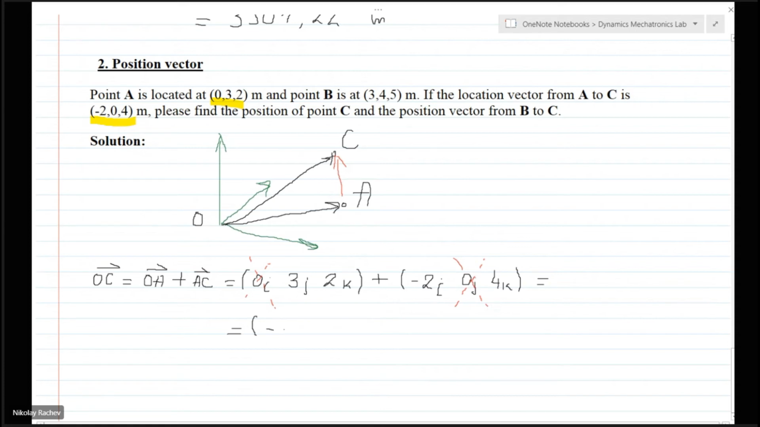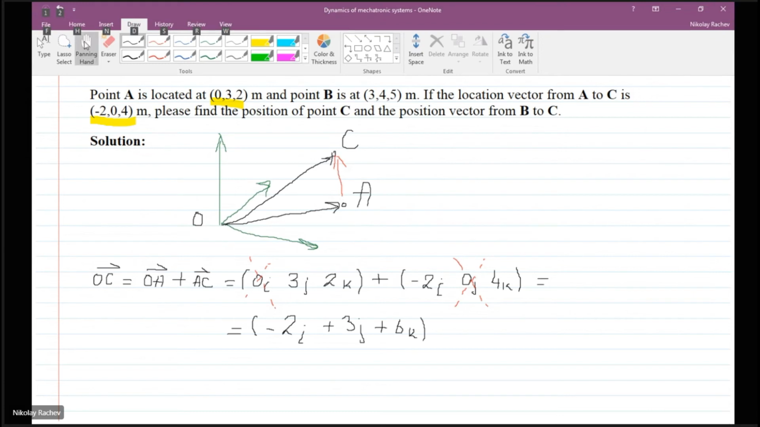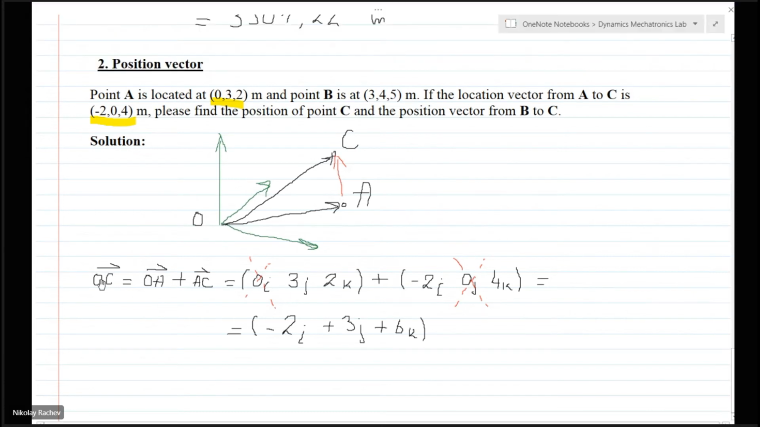-2i plus 3j, and 6k, and in addition, 6j, 6k. Sorry, k. That means with only one move, we found the OC.